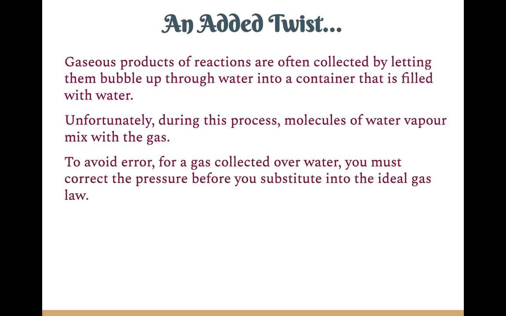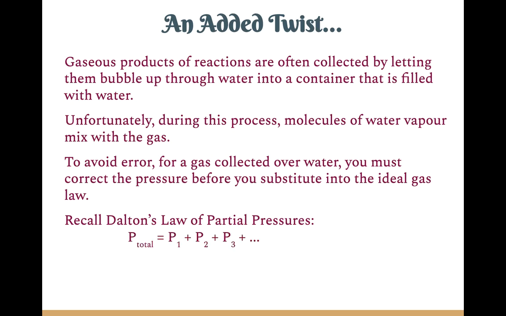To avoid that error in the calculations, when a gas is collected over water, you have to correct the pressure before you can use it in the ideal gas law. And you do that using Dalton's law of partial pressures. Recall that law stated that the total pressure of a gas is made up from adding all the partial pressures of whatever gases are in that solution. So in this situation, the total pressure is going to be the pressure of the gas that you're collecting plus the pressure of water vapor.